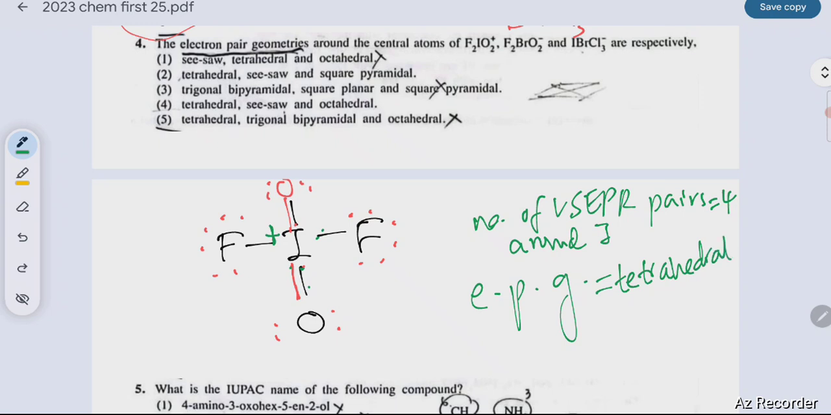F2IO2 plus is the first one and they ask in respectively. So tetrahedral is given in answer 2, 3 and 4. Right? Now let's see the other answers of this second one. Seesaw, square pyramidal. This one seesaw, octahedral. This one trigonal bipyramidal, octahedral.